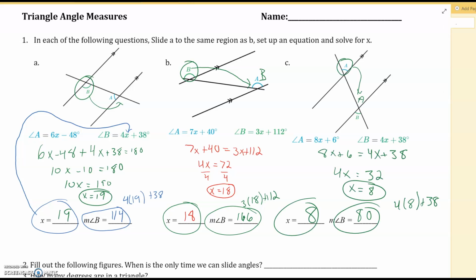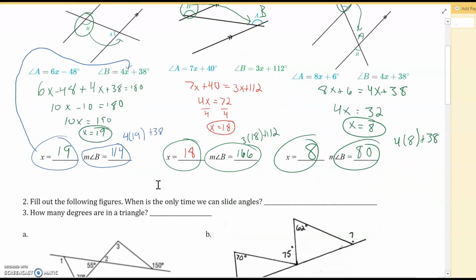And for the last one here, angle A would slide down to be vertical to angle B. So they would be equal to each other. You solve, you should get x equals 8. Plug it back in, you should get angle B equals 80 degrees.